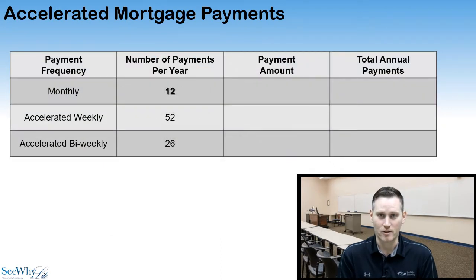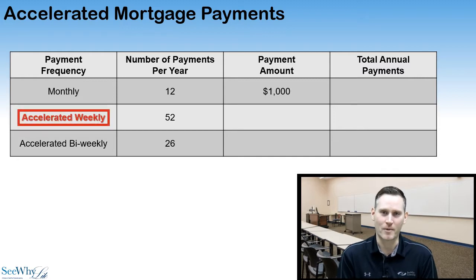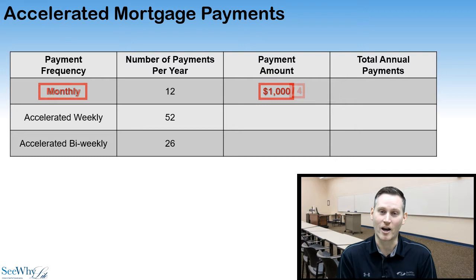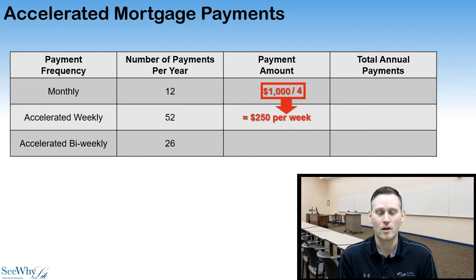If you look to the side of me, you'll see a table with different payment frequencies. Let's assume the monthly payment on the mortgage loan is $1,000 per month, and fill in the rest of the table together. To calculate the accelerated weekly payment, we take the monthly payment and divide it by 4 because there's typically 4 weeks in a month. So the accelerated weekly payment would be $1,000 divided by 4, which equals $250 per week.